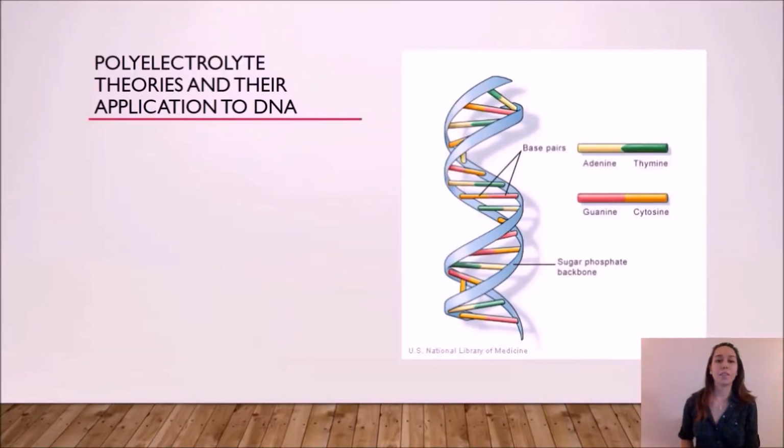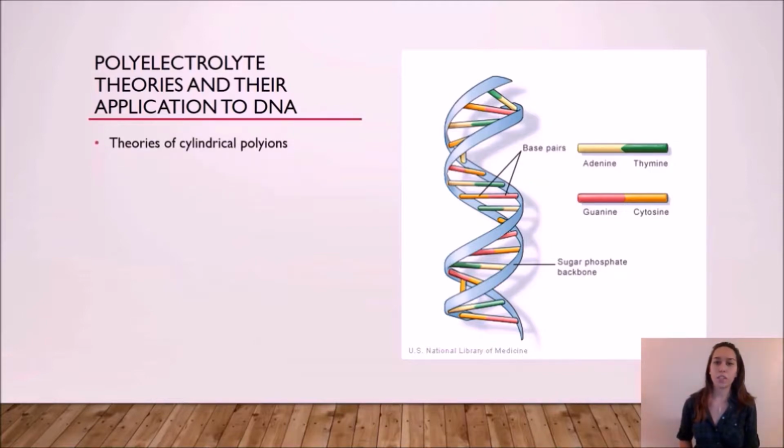In 1982, Charles F. Anderson and M. Thomas Record Jr. from the Department of Chemistry at the University of Wisconsin published a paper in the Annual Review of Physical Chemistry titled Polyelectrolyte Theories and Their Applications to DNA.